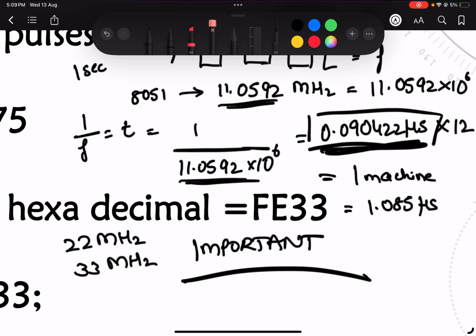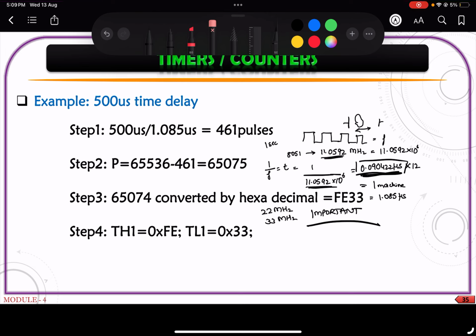So that's how you load up the values of TL and TH to make your timer function. Now let's look at this question. Suppose you want a 500 microsecond time delay. Similar to what I said earlier, 500 divided by 1.085 microseconds, you get how many pulses you want. This value, you can subtract from 65536. Why 65536? Because that is the value of FFFF.